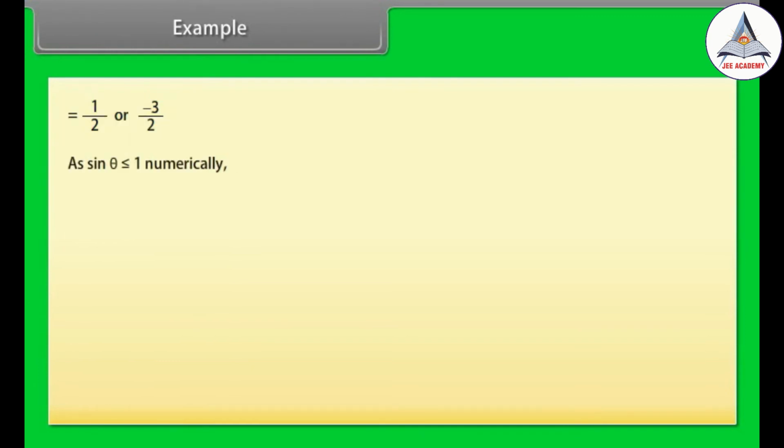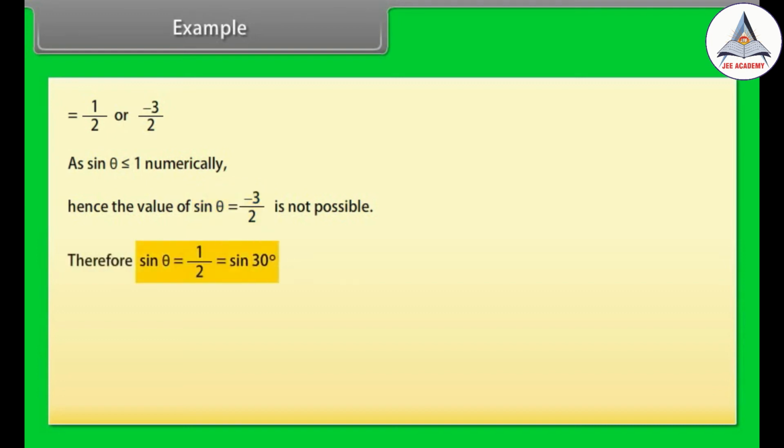As sin θ is numerically less than or equal to 1, the value sin θ = −3/2 is not possible. Therefore, sin θ = 1/2 = sin 30°. So, θ = 30°.